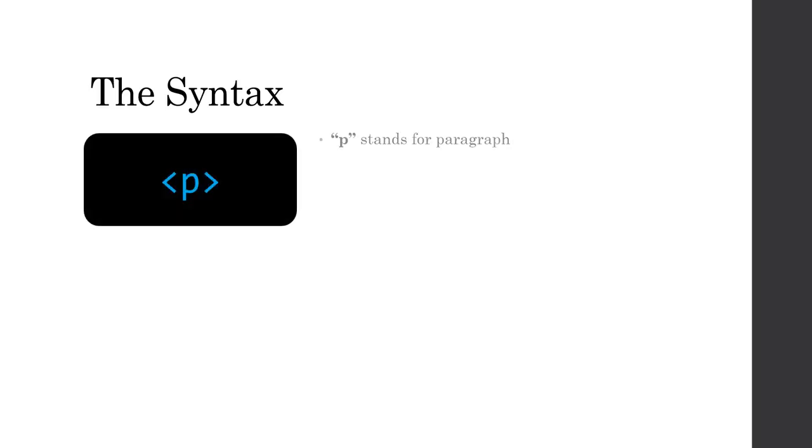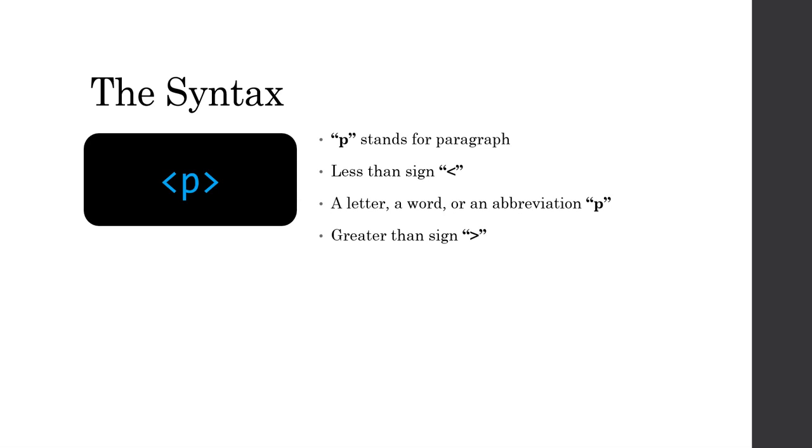HTML looks like this. Here, the P stands for paragraph. We create this by using a less than sign, a letter, a word, or an abbreviated word, and then close off with a greater than sign. This makes something called a tag or an HTML tag. All the HTML markup tags look like this. The syntax is very simple, but the trick here is to know which tag to use when.